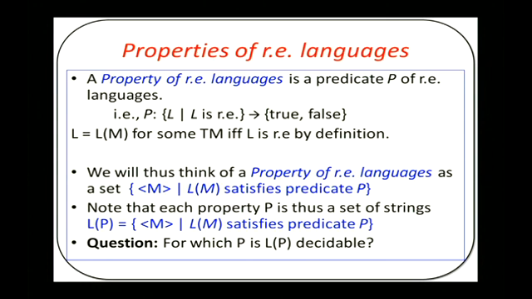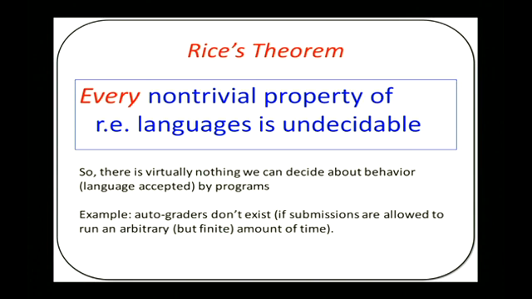What did we see earlier? Let's look at the property that the language accepted by that machine is basically all palindromes. That's a non-trivial property, because some machines satisfy that property and some machines don't. So Rice's theorem basically says that every non-trivial property is undecidable. What can we conclude from that? If you have anything interesting about the language accepted by a machine, there is no algorithm which, given a machine, will tell you whether the language accepted by the machine satisfies that property.